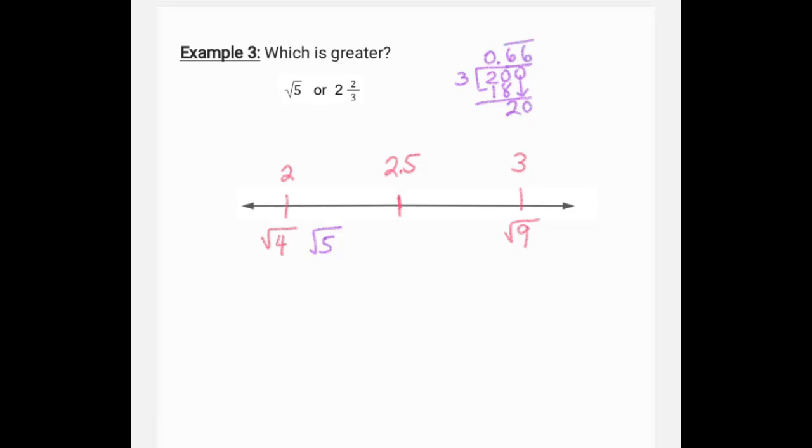So if I add this 2 to the 0.66, that's going to give me 2.66. And 2.66 is a little bit more than half, so it would belong somewhere around here at 2.66. Having those two numbers on the number line, I can visually see which is greater. The number that would be greater would have to be 2.66 because it is closer to the 3 right there.